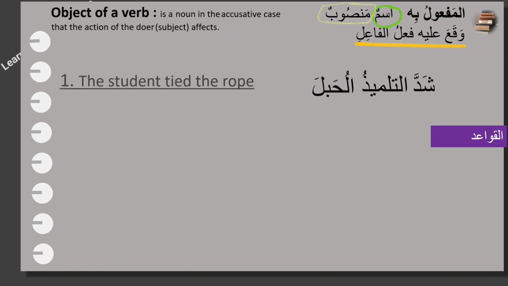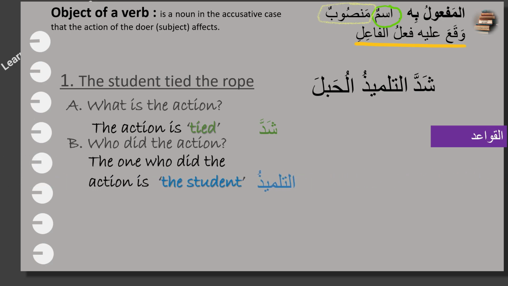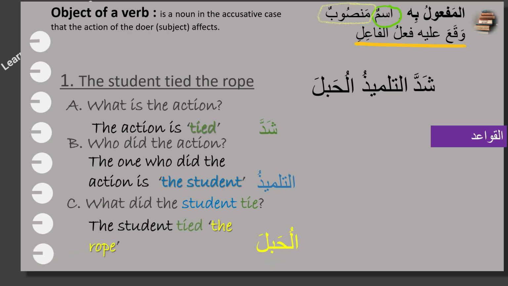Let's analyze it by using the sentence شد تلميذ الحبل. So what is the action in this sentence? The action is tied, شد. Who did the action? التلميذ, the student did the action. Okay. And what did the student tie? The student tied the rope, حبل.